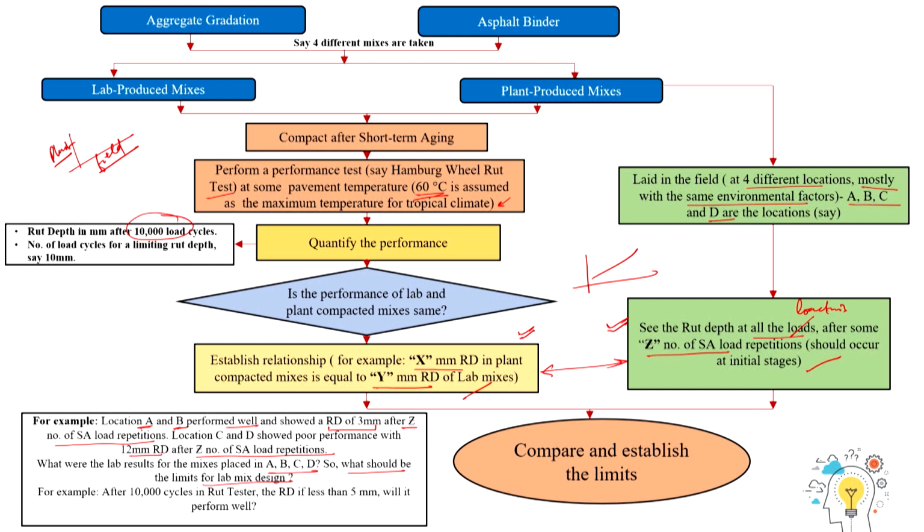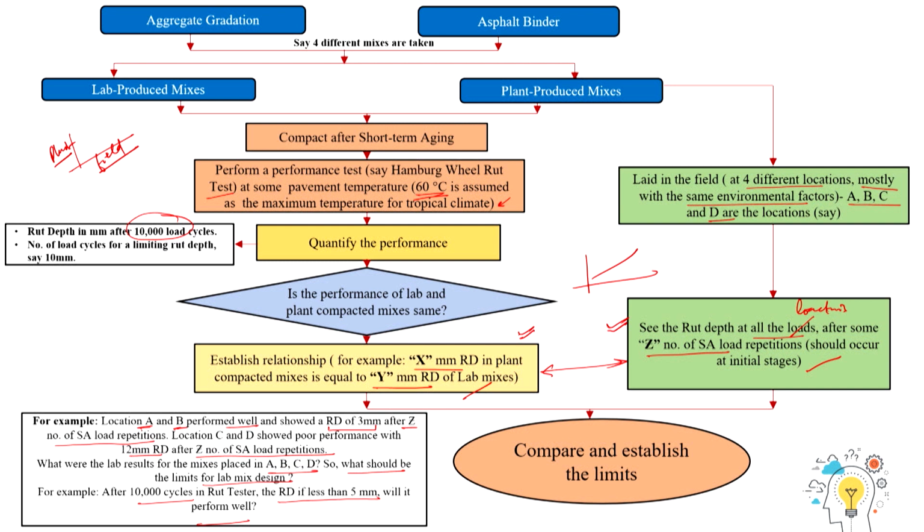Poor mixes in the field showing 12 mm rut depth, what is the level of rut depth in the lab for that particular mix. For example, after 10,000 cycles in the rut tester, a rut depth of less than 5 mm will perform well. Maybe the mixes which have shown 3 mm rutting have shown 5 mm rutting in the lab, but they are good mixes. So, I will set the limit to 5 mm. I will say that if your mix is having 5 mm of rutting at 60 degrees Celsius after 10,000 roll repetitions in the lab, that mix is going to perform satisfactorily in the field, and so you have to produce a mix which satisfies this particular criterion.